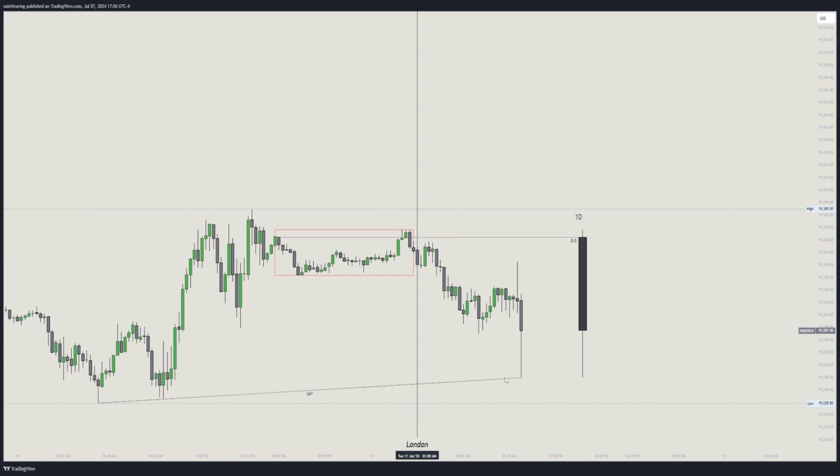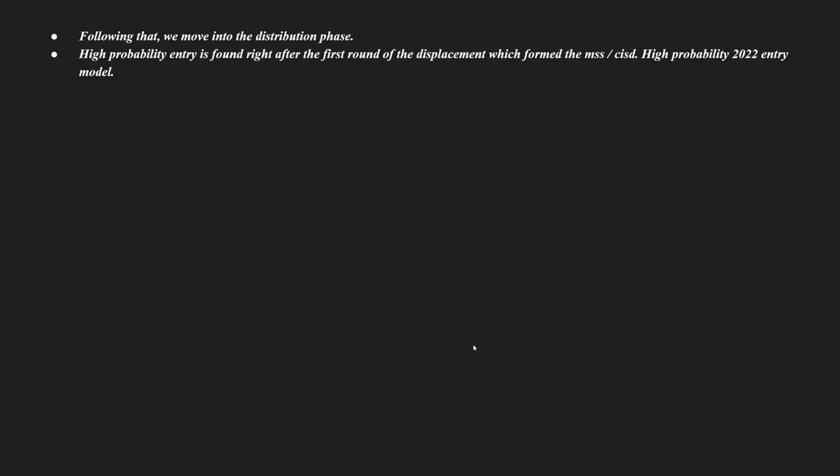If you're confident enough to enter off this, this is an example of a turtle soup entry. You could have added a position here, stop loss at the low with SMT, and so on. For confirmation, which I suggest all you guys do, wait for a clear buy model to form, such as a classic 2022 buy model. Following that, we move into the distribution phase. Highest probability entry is going to be found after the first round of displacement on the 15-minute, which forms the MSS, change in state of delivery, and that is our high probability 2022 entry model.